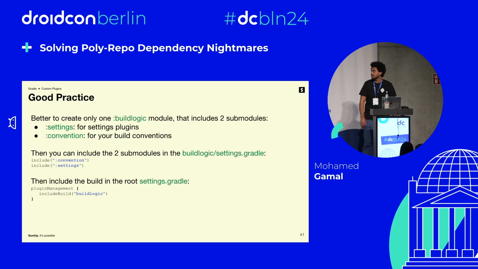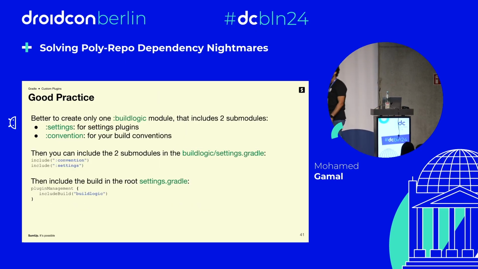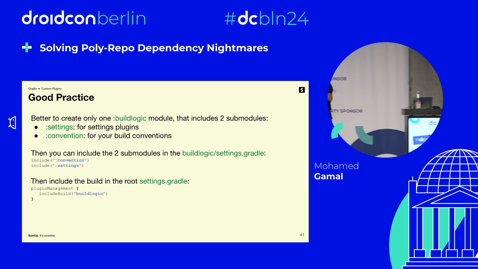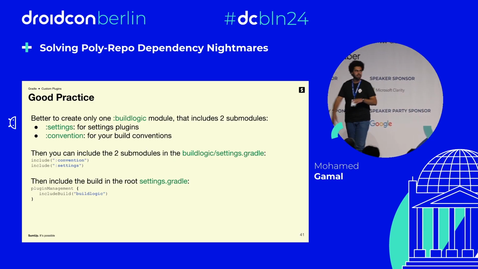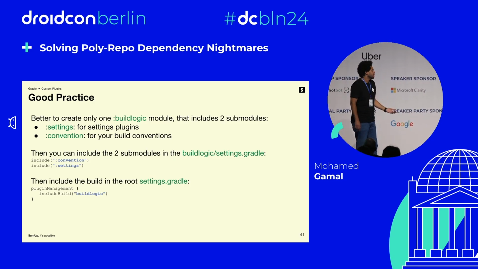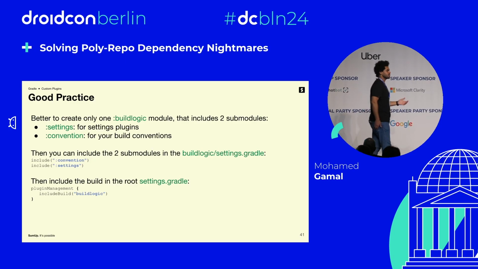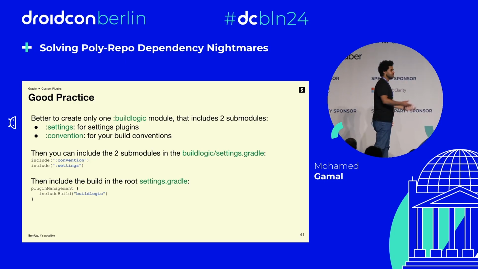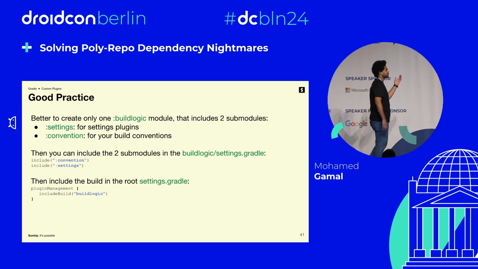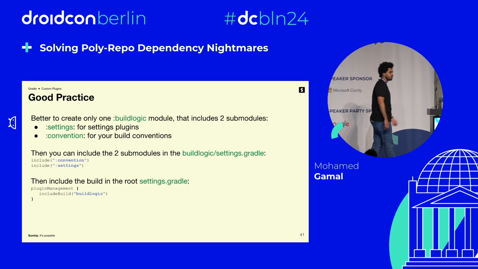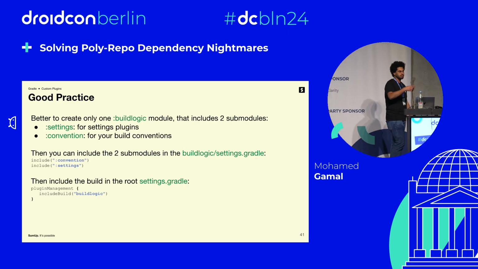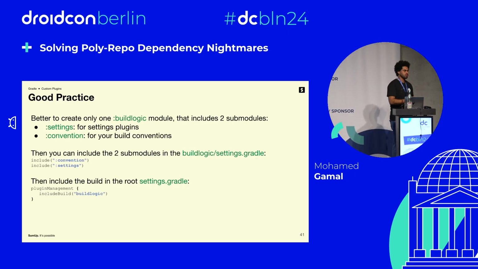Okay, some hints, because here we said, okay, we build 2 modules, and in each module we do our things, here for the settings, here for the project. I think it's better to have just one module that has all of your build logic, and you have 2 sub-modules, one settings, one convention, build convention, or whatever, and you just have in this module, in the build logic module, to include the 2 modules, and you include the build in the whole project.